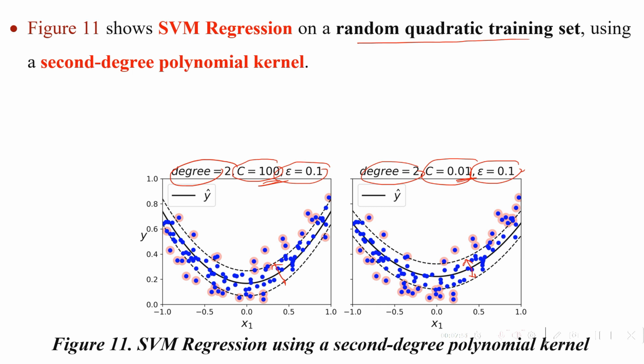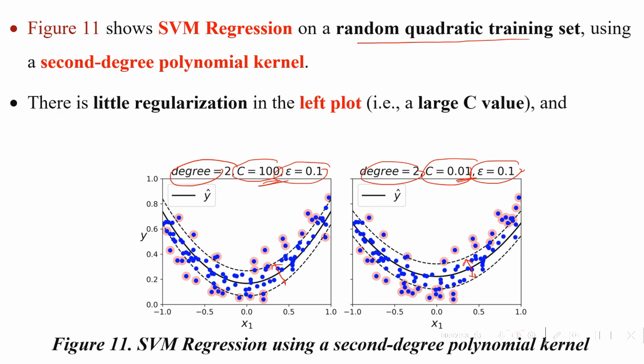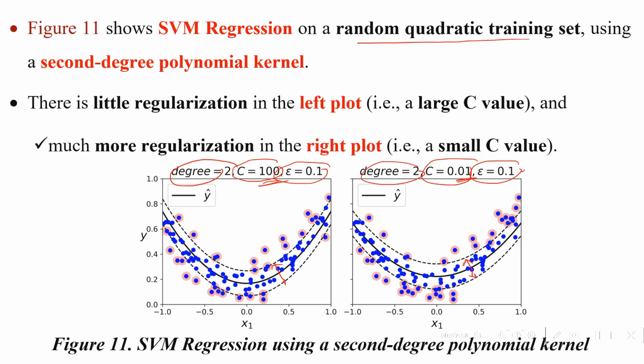Okay, so there is little regularization in the left plot, that is a large C value, and much more regularization in the right plot. Okay, it is a small C value. So this is the difference between the different C values, C equal to 100 and C equal to 0.001.